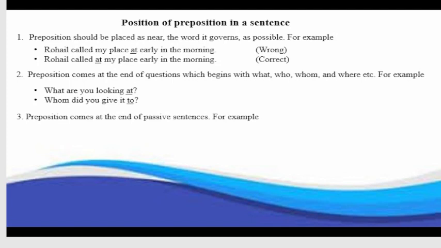Rule number 3. Preposition comes at the end of a passive sentence. For example, he loves being talked about. He has already been operated upon.